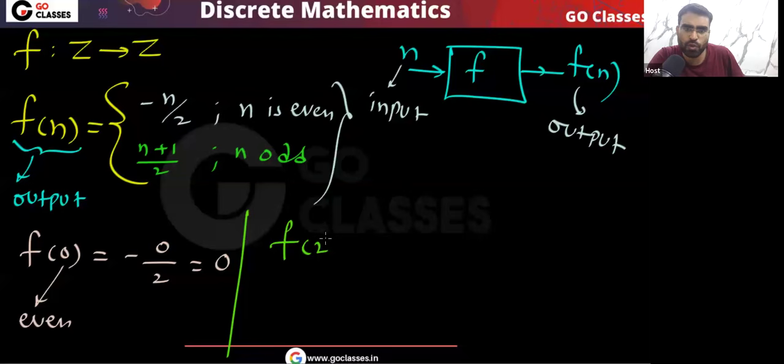Tell me what is f of 2? f of 2 will be minus 1. What will be f of minus 4? That will be 2. Okay.